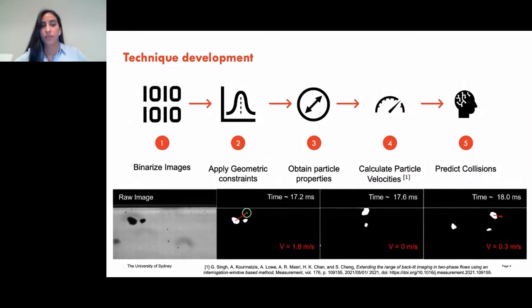From here, we can obtain particle properties such as size that can then be used to calculate the particle's velocities. Based on this information, we can predict the particle's trajectory and estimate its new position in the following time step. Given its geometric data, we can estimate a region within the field of view that the particle is expected to occupy, as shown in green. Where this region coincides with the wall, we can expect a collision to occur.